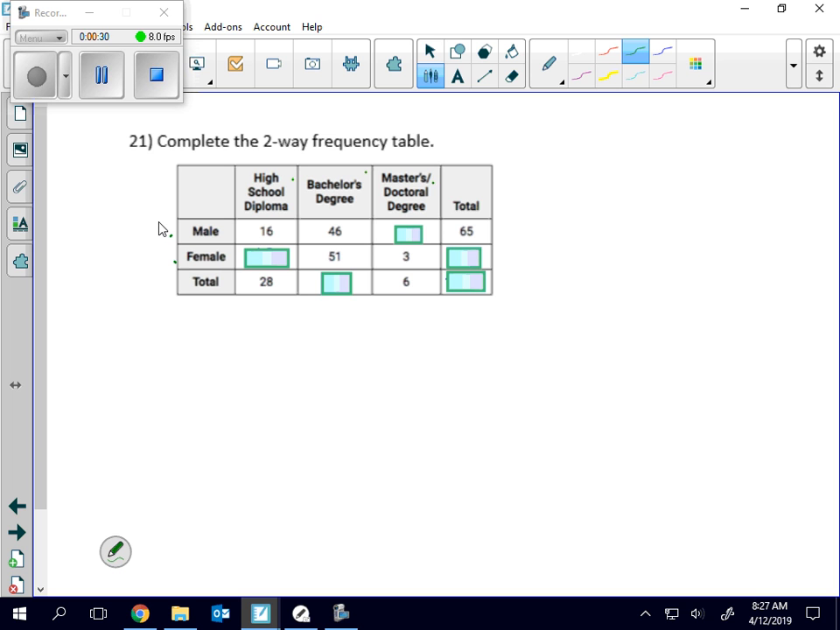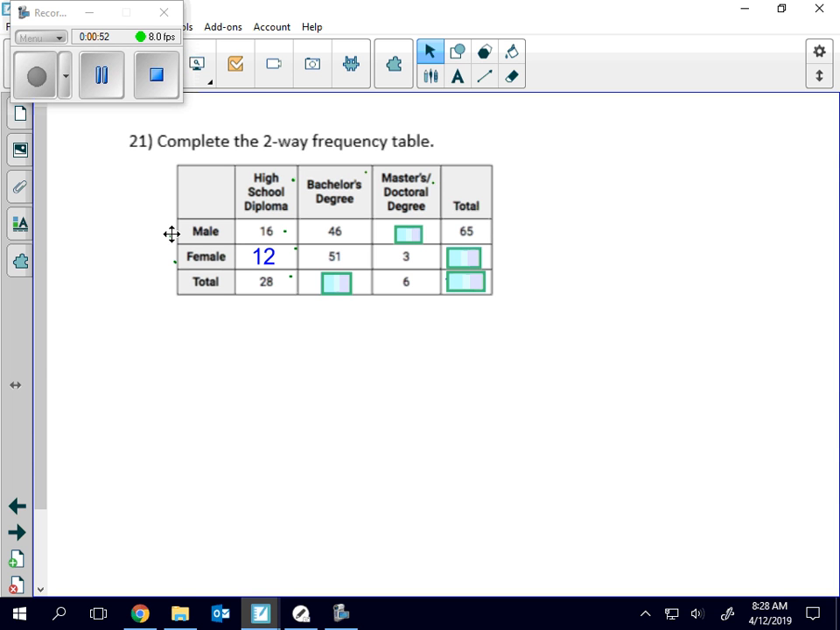So let's start by looking at all of our high school diploma people. We've got 16 males. We don't know how many females. However, the total is 28. So how many females does there need to be for the number to add up to 28? 12. 16 plus 12 is 28.